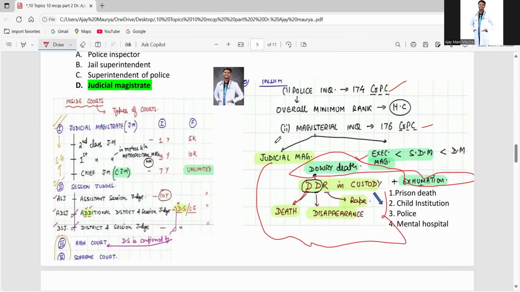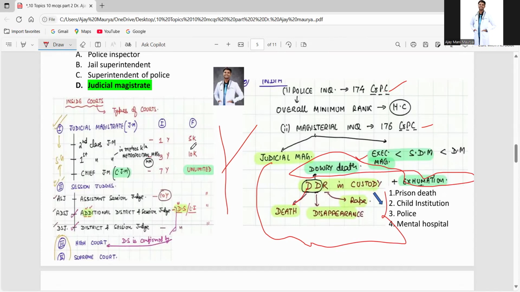Coming to the courts in India. Going from low to high, the first one is the judicial magistrate. We have second class JM, first class JM, and chief JM. See how they are going to ask the question: from which JM do we have unlimited fines? It is the chief JM. Second is the session judges. We have assistant session judges and additional district session judges.